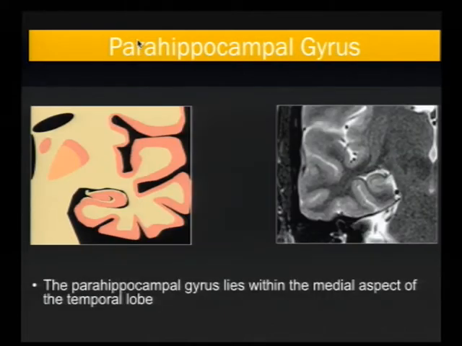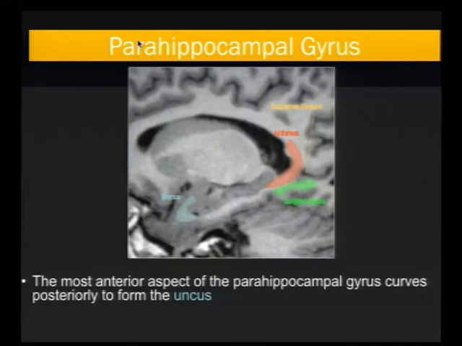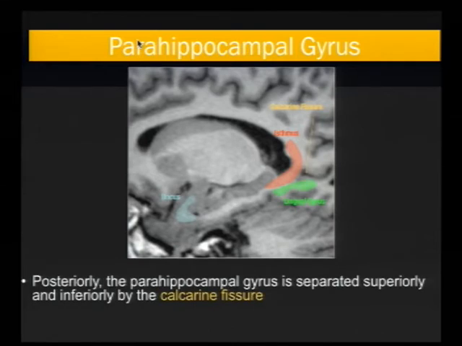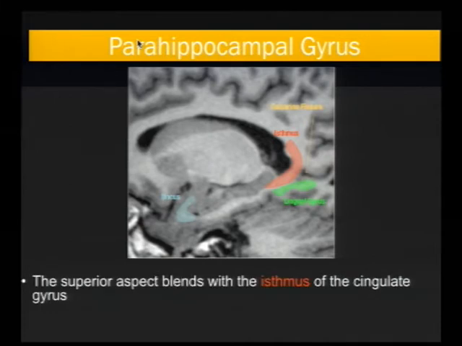Then we have the parahippocampal gyrus, which is over the medial aspect of the temporal lobe, and which is continuous anteriorly as the uncus. Posteriorly, it is divided by the calcarine fissure into the isthmus and lingual gyrus. The isthmus continues with the cingulate gyrus, and the lingual gyrus continues in the occipital lobe.